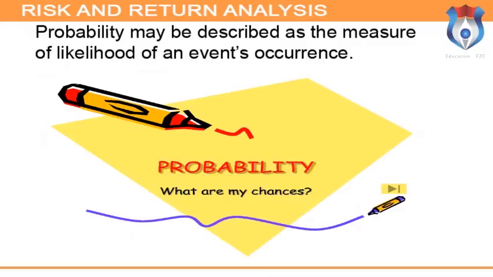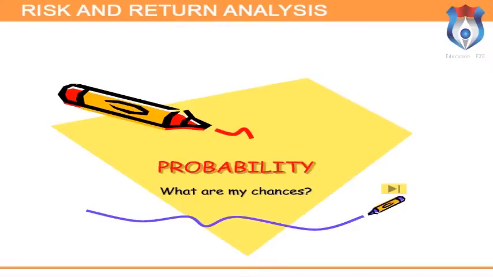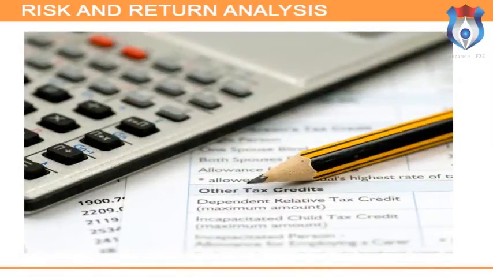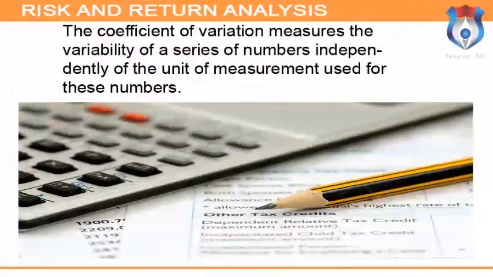Probability distribution. Probability may be described as the measure of likelihood of an event's occurrence. The risk associated with an asset can be assessed more accurately by the use of probability distribution than sensitivity analysis. Standard deviation. The most common statistical measure of risk of an asset is the standard deviation from the mean or expected value of return. It represents the square root of the average squared deviations of the individual returns from the expected returns. Coefficient of variation.